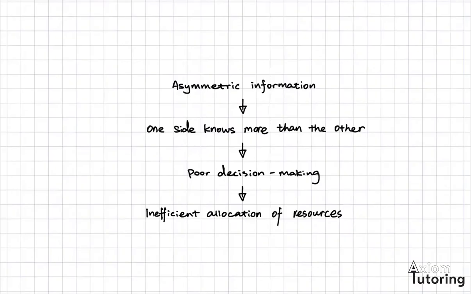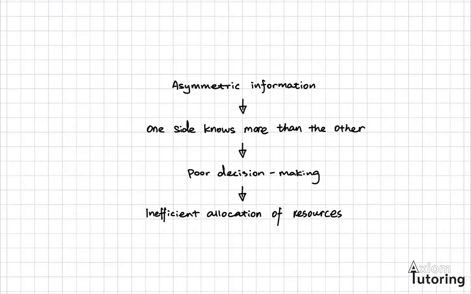This creates an information gap, and the key logic is that one side might have more information while the other cannot accurately judge the quality, the risk, or the true value. And then the price may no longer reflect the true quality or the true risk of the transaction.